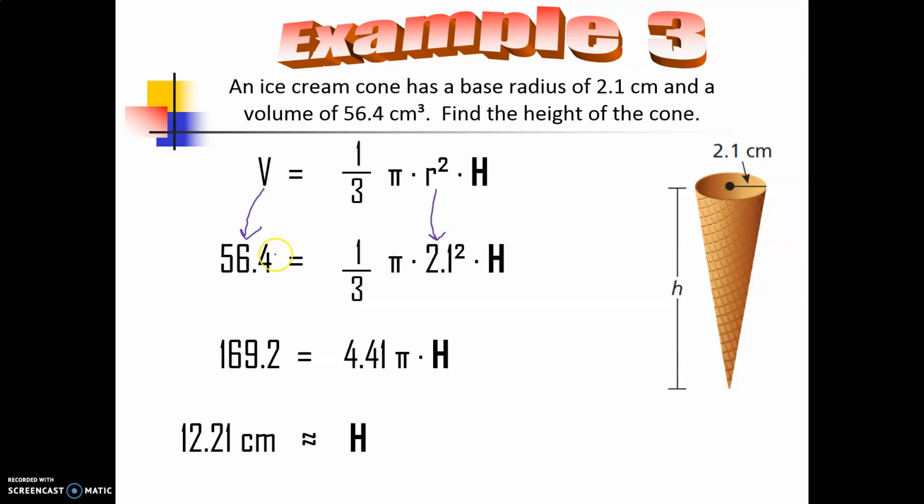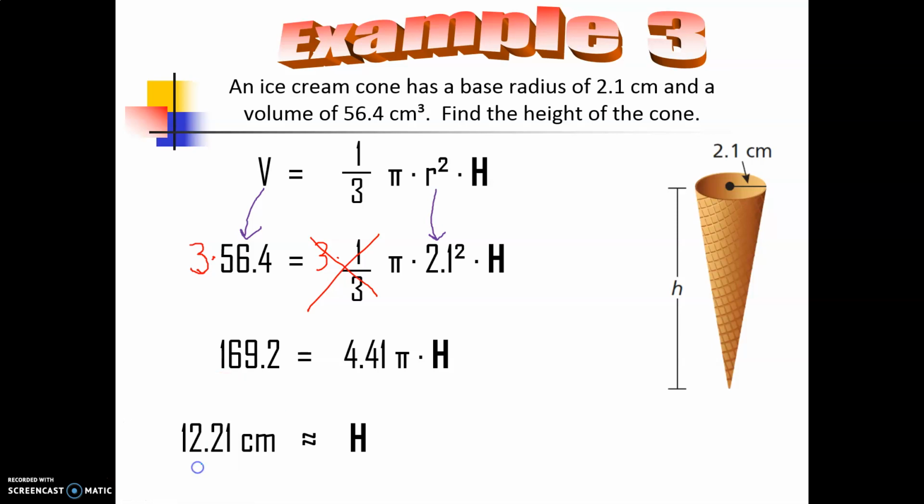All right, so now what I did here is I simplified this r squared value, and to get rid of that fraction, we're going to multiply both sides by 3. So multiplying 3 to this side and 3 to this side will cancel that out. Okay, so you substitute your values of v and r. Then we're going to multiply by 3 to get rid of that 1/3 fraction. That gives us 169.2. And here I just reorganized my terms and I wrote 4.41 pi times h.